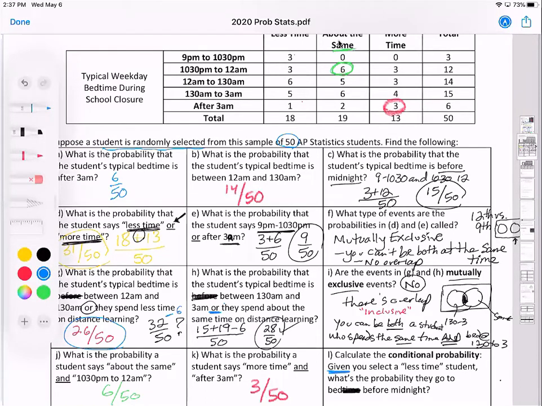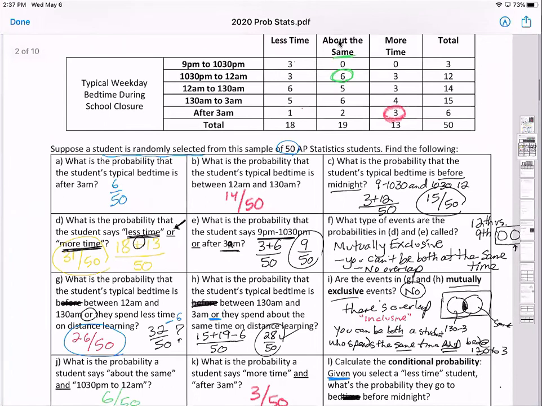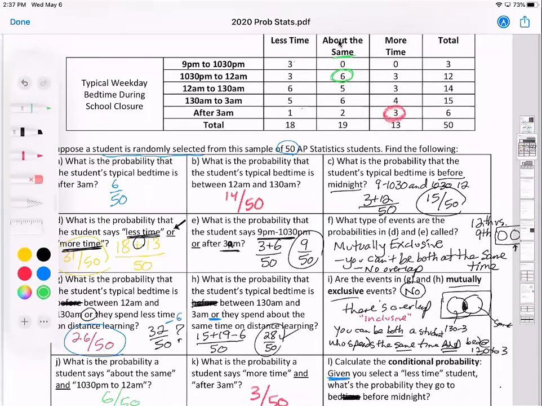So I really like conditional probabilities, especially with this Apple Pencil that I got. It's cool because we get to do a little shading. I love me some shading. So given you select a less time student, we're only looking at the less time students. We're only looking at these 18 students. So that means we can completely ignore, here comes the shading. You might not want to do this shading because it might be hard for you to read on your paper, but I really like shading mine.